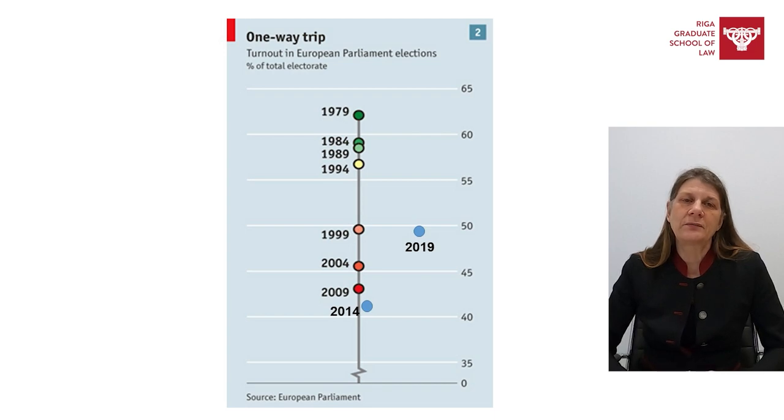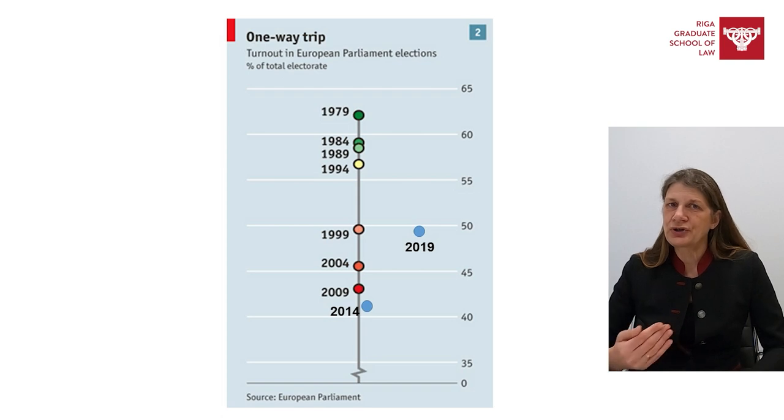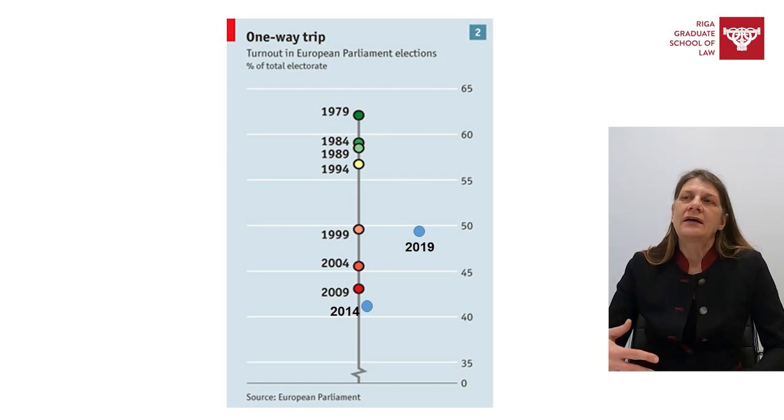And when the European Parliament elections were first held in 1979, the engagement or turnout was quite high. There were 63% of the population, European citizens, voting, participating in the European Parliament elections. And then we know that the European Parliament is elected every fifth year. So the term of the European Parliament is 5 years. And at the next elections, in 1984, the turnout figure dropped down to 59%.